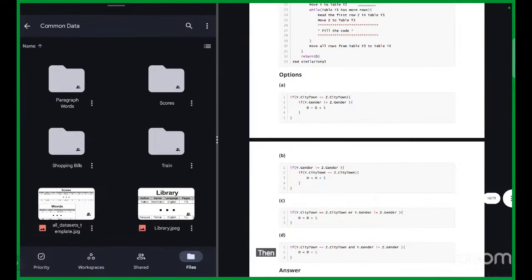Then we have option C. What about option C? Is it correct or incorrect? Incorrect. Why?